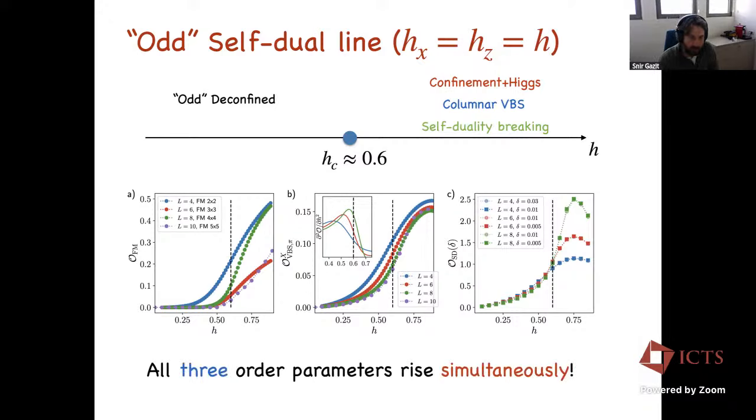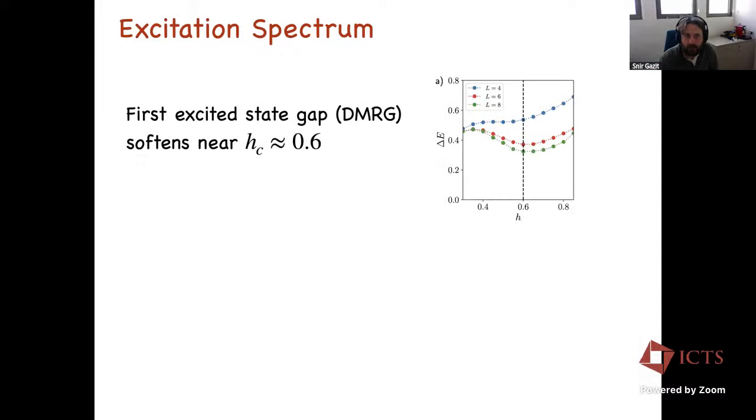So this is a highly exotic phase transition, and to the accuracy of the DMRG, it seems like it's continuous. We see that all three order parameters rise simultaneously: confinement Higgs, columnar VBS, and a breaking of the self-duality. Now, anticipating a quantum critical point, we expect to see some softening of energy scales. And indeed, if you look at the first excited state gap from DMRG, it softens roughly near the transition.